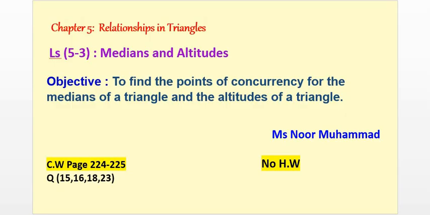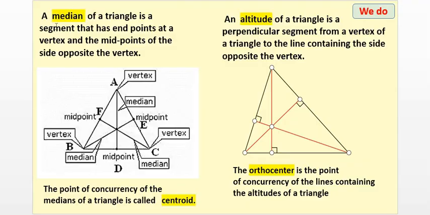Topic 5, Lesson 3, Medians and Altitudes. Our main objective is to find the points of concurrency for the medians of a triangle and the altitudes of a triangle. Let's see what a median is. A median of a triangle is a segment that has its endpoints at a vertex and the midpoint of the side opposite to the vertex. So the main thing is the line connecting any vertex with the opposite midpoint.